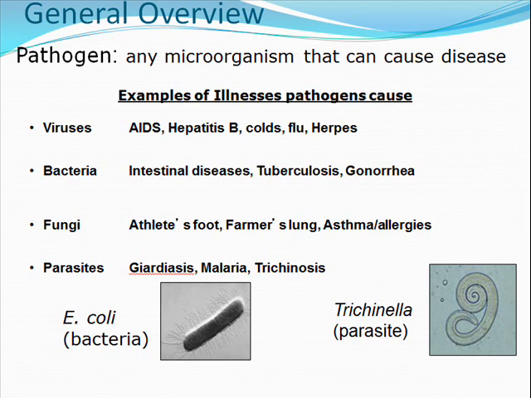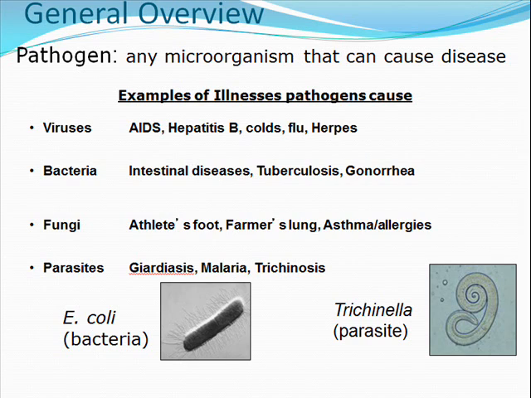colds and flus. Bacteria are one-celled living organisms that do not require a living host cell to reproduce. E. coli and salmonella are a couple of examples that cause intestinal diseases, as does tuberculosis. Fungi and molds are single or multi-celled organisms that live by decomposing and absorbing organic material on which they grow. They can cause diseases such as athlete's foot, ringworm, and farmer's lung, and also cause asthma and allergies.